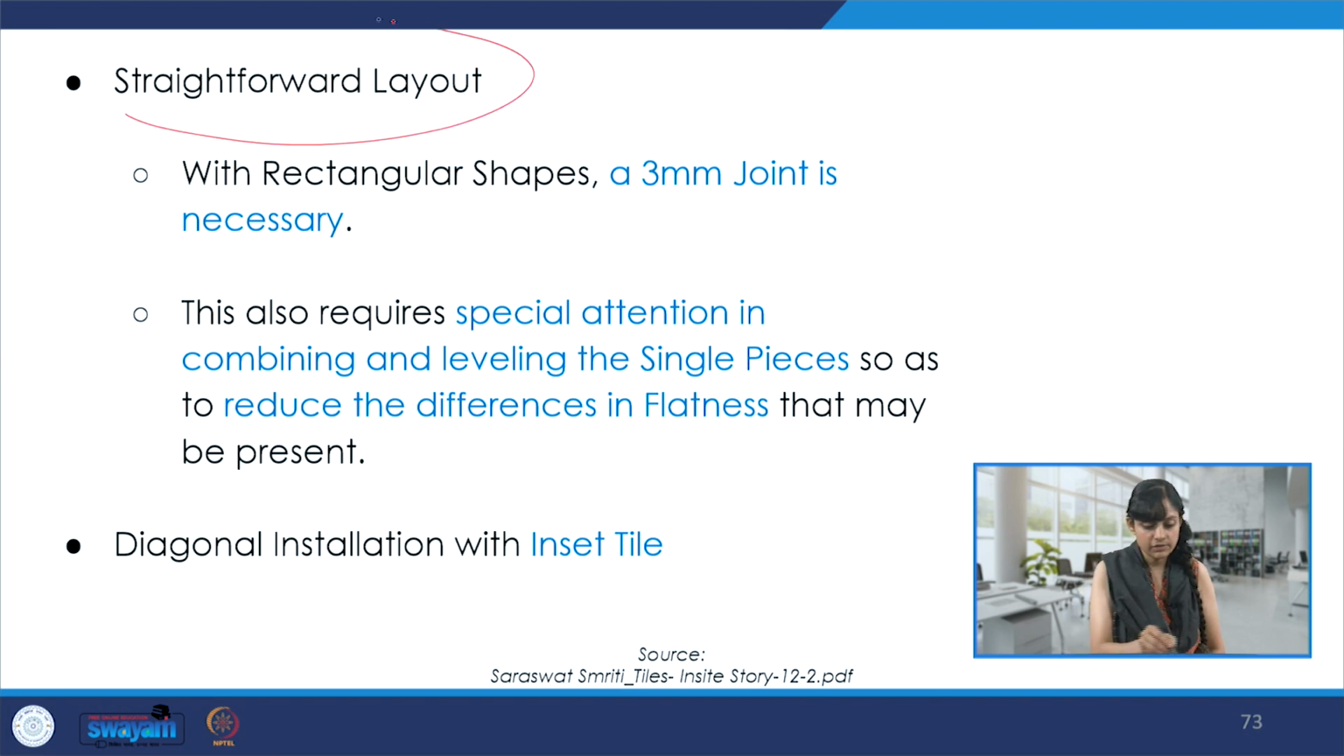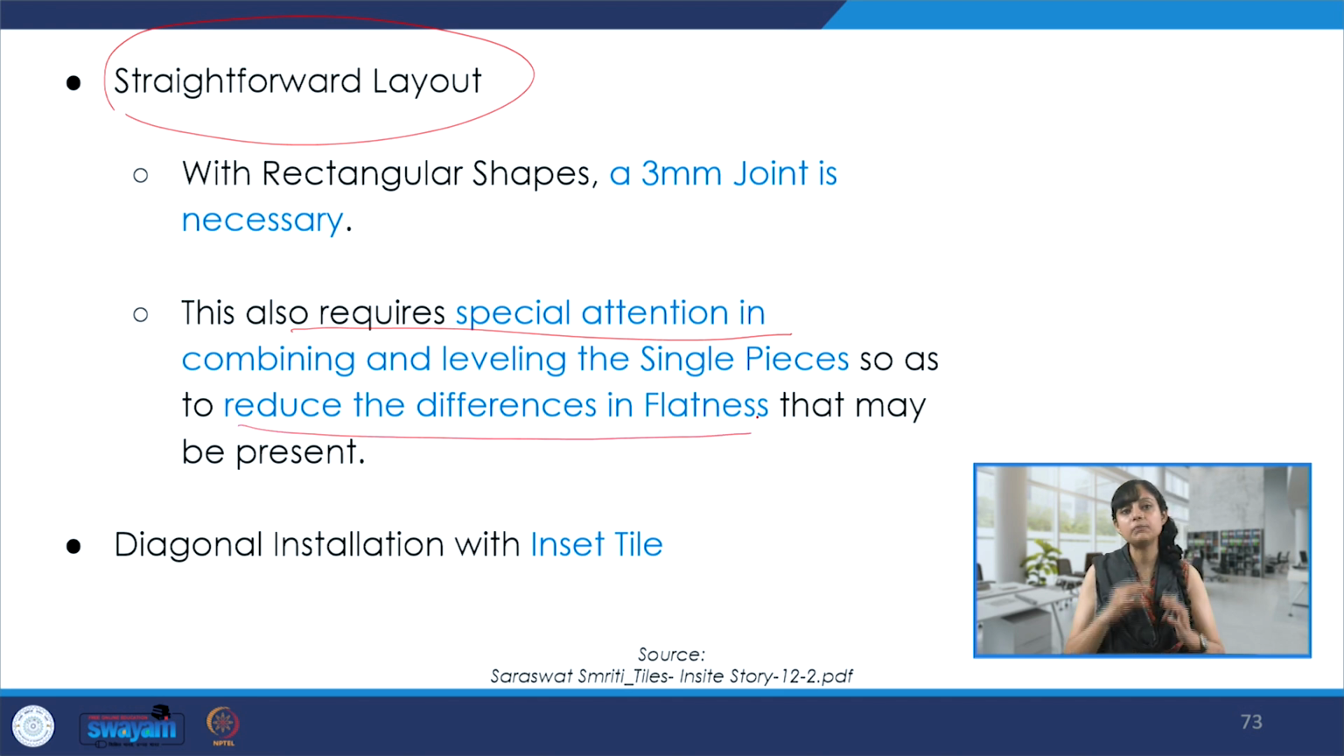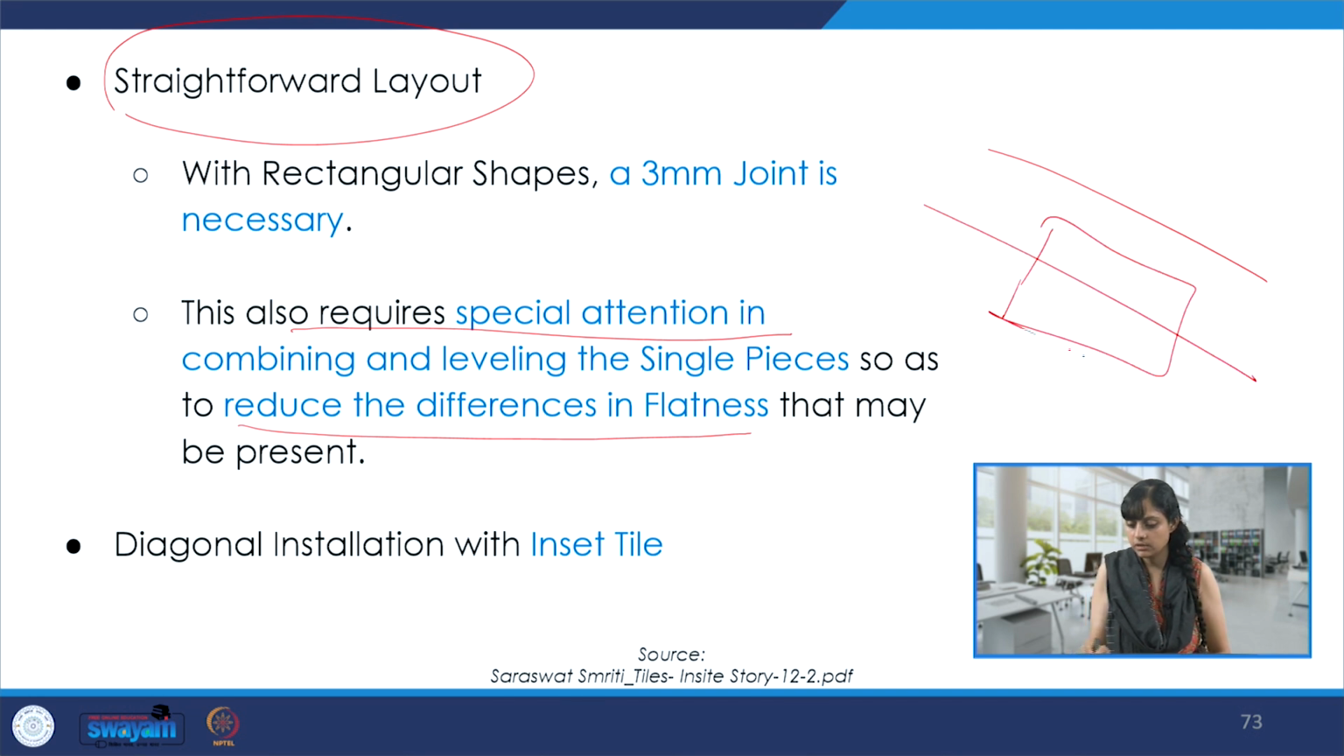There is a straightforward layout with more rectangular shapes, and typically a 3 mm joint is necessary for this kind of layout. This requires special attention in combining and leveling the single pieces so as to reduce the differences in flatness that may be present. Then there is a diagonal installation, which may have some inset tiles put diagonally, and then some inset or in-between tiles.